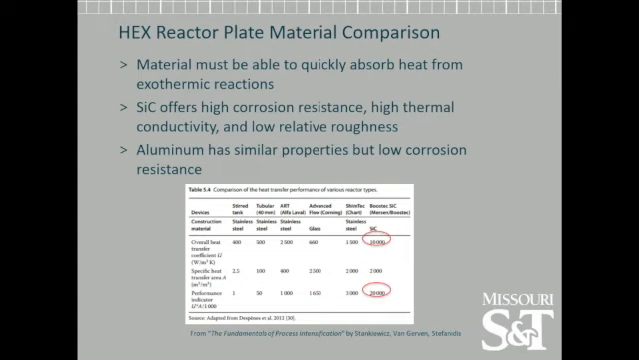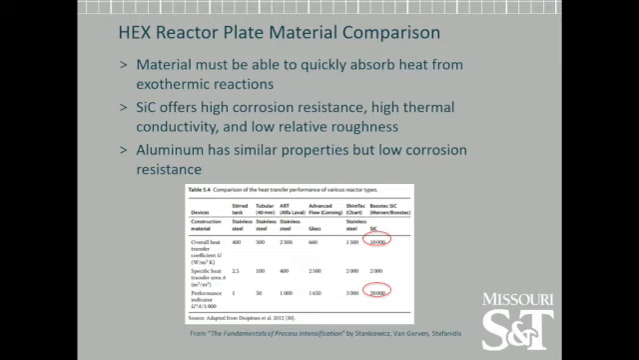Okay, so speaking more on the silicon carbide heat exchanger reactor, it shows high corrosion resistance, silicon carbide plates, as well as high thermal conductivity and low relative roughness. So this is very favorable because it's very efficient heat exchange. It shows similar properties to aluminum. It offers that high corrosion resistance that aluminum doesn't.